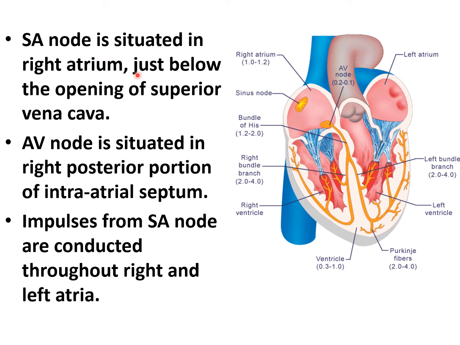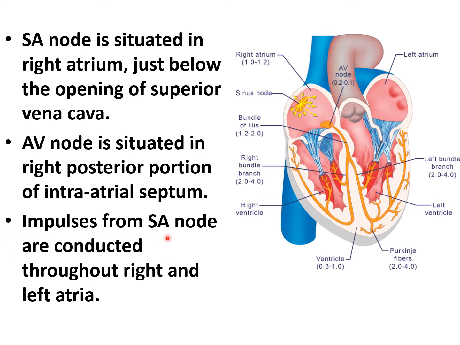So the SA node is situated in the right atrium just below the opening of the superior vena cava. Now the AV node is situated in the right posterior portion of the interatrial septum. That is the AV node.